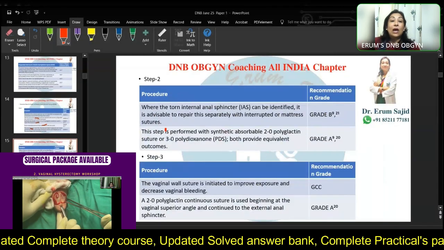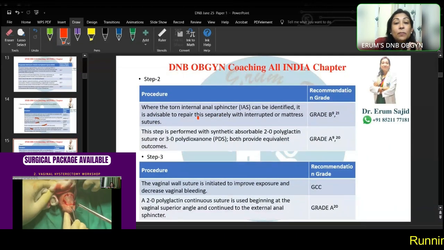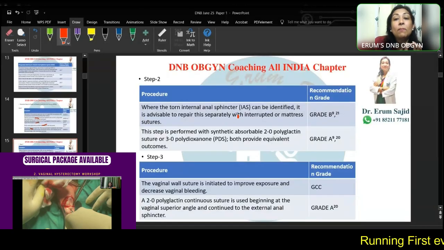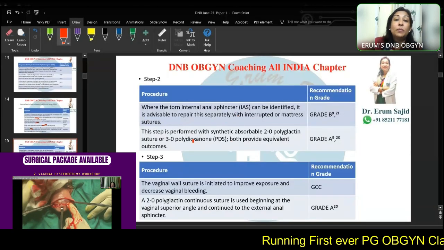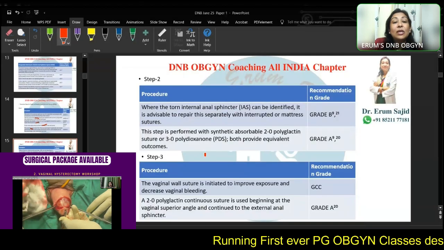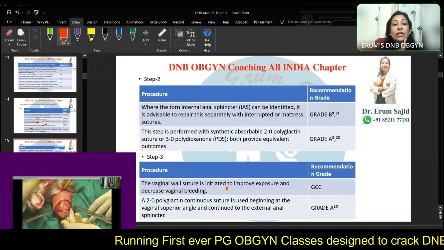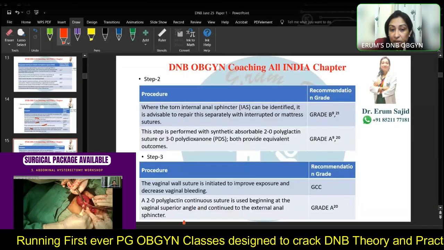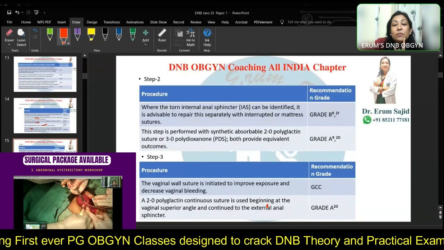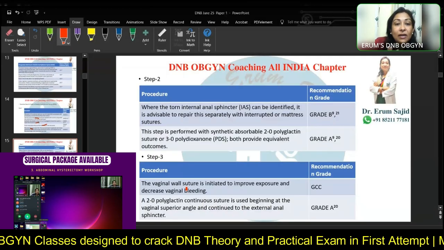Now, when the torn internal anal sphincter can be identified, it is advisable to repair it separately with interrupted or mattress sutures. This step is performed using 2-0 Vicryl or 3-0 PDS. Remember this, the same thing goes for the external anal sphincter also. The vaginal wall suture is initiated to improve exposure and decrease vaginal bleeding, and 2-0 Vicryl continuous sutures are used, beginning at the vaginal superior angle and continuing externally. This is a different part I'm talking about.